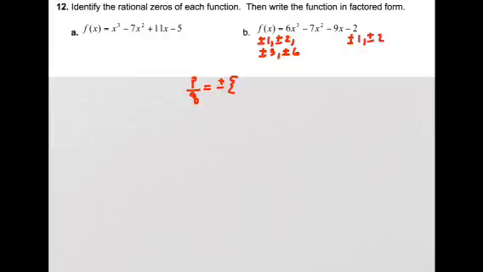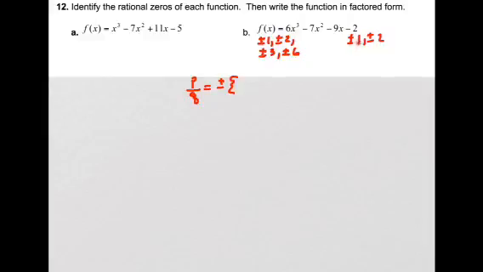Okay, so 12b, again, it does not factor by grouping, so I'm going to have to use the P over Q method in synthetic division. The P factors are plus and minus 1, plus and minus 2. The Q factors are plus and minus 1, 2, 3, and 6.